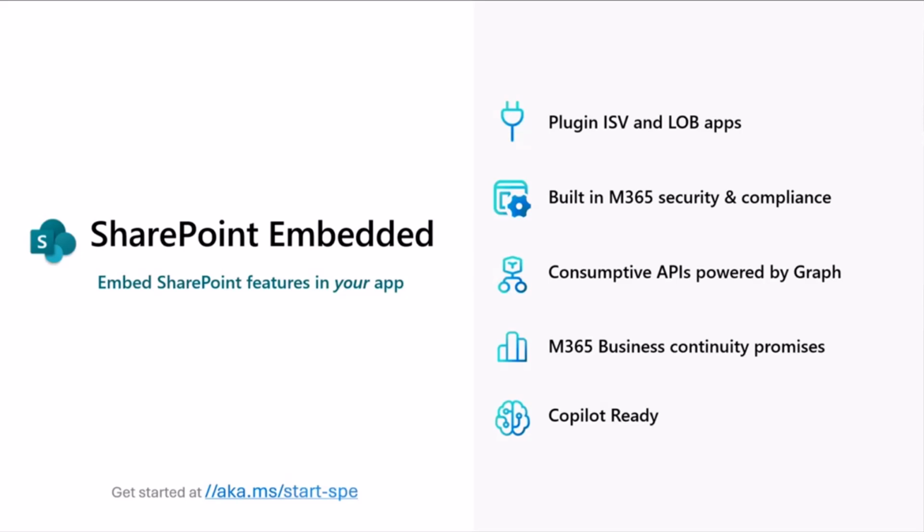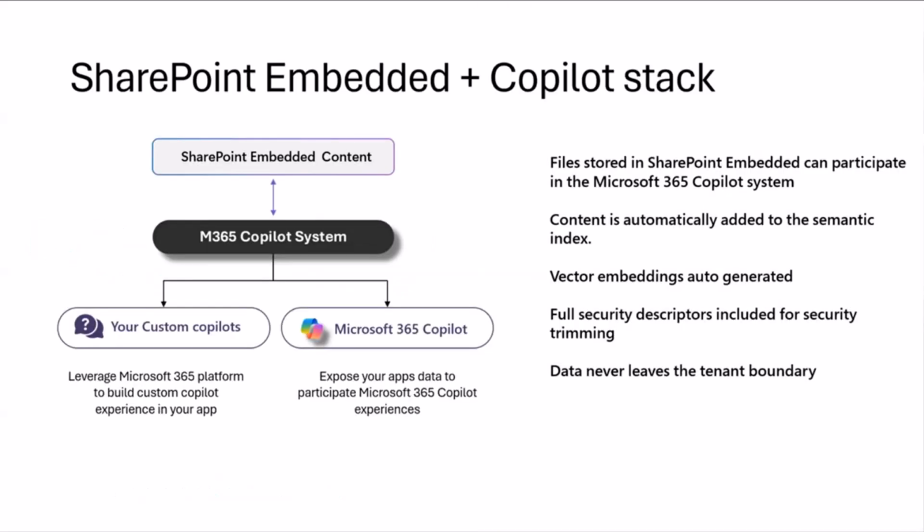The thing I want to talk about today, though, is that bottom item on the right called Copilot Ready. That's what I want to focus on. SharePoint is Copilot Ready by default. Now, I mentioned that every bit of content that gets put into SharePoint Embedded automatically goes into the lexical search index by default, and that's true. But it also gets put into the semantic index. It's the same semantic index that is used by the M365 Copilot system. So that content is not just AI ready by default, but it's also security aware.